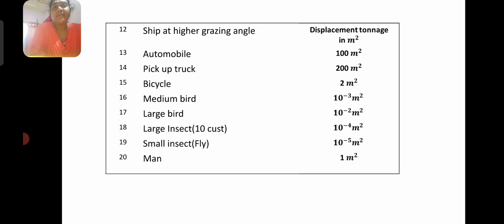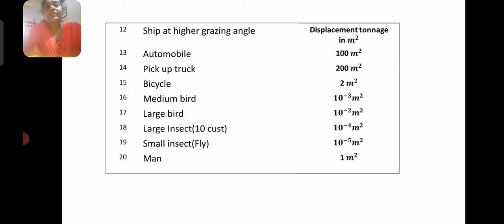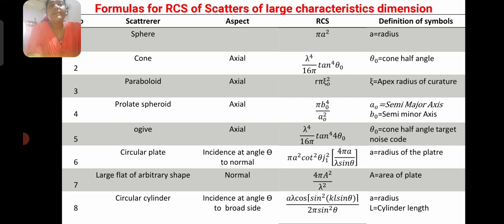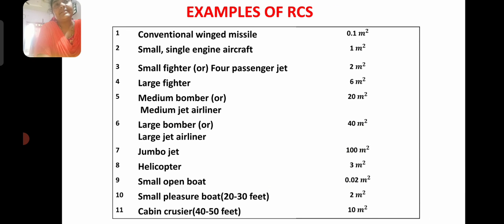We see the remaining examples: ships at higher grazing angles, automobiles, pickup trucks, bicycles, a medium bird, large insect, small insect, and man. These are the different formulas for the radar cross section starting from the large characteristic dimensions. These are the examples. You have to see the constant values for the corresponding shapes of the object.